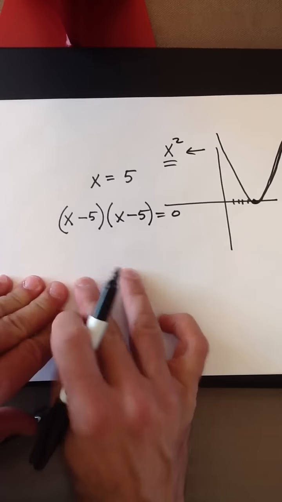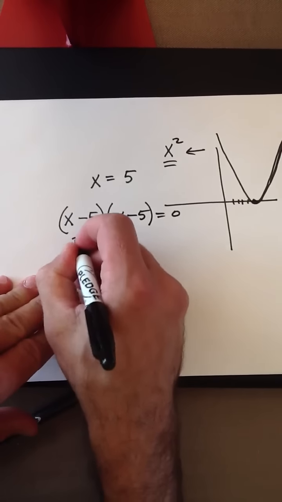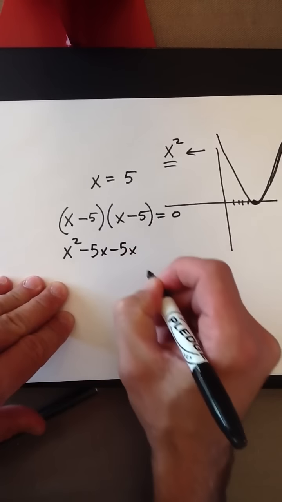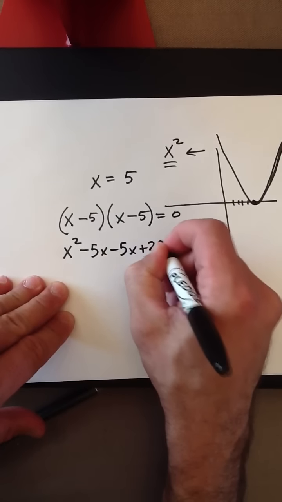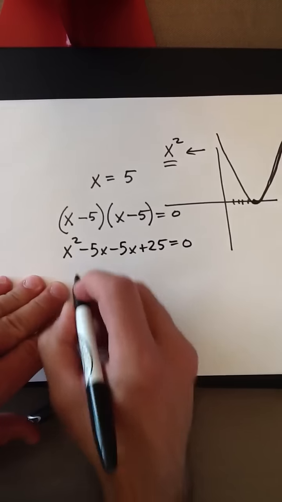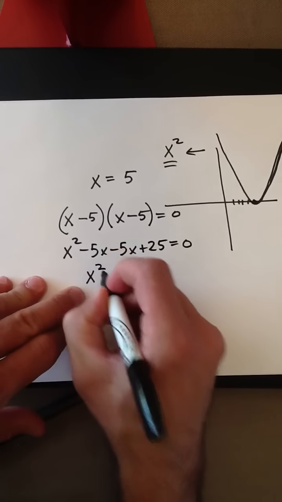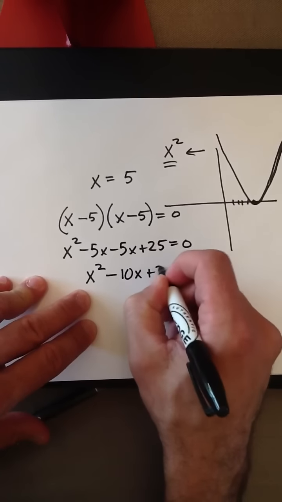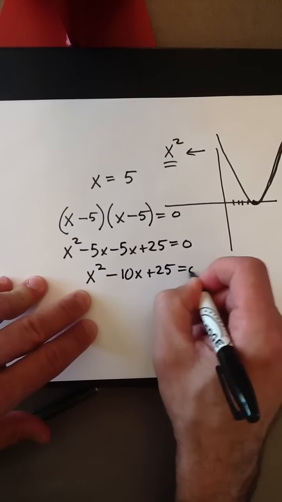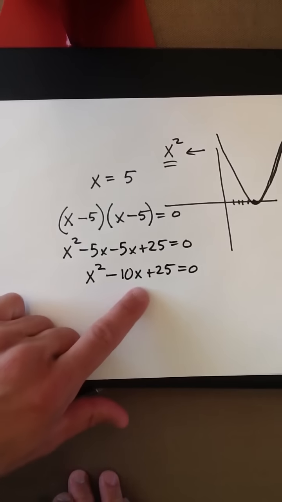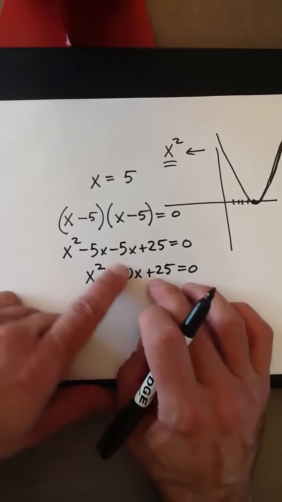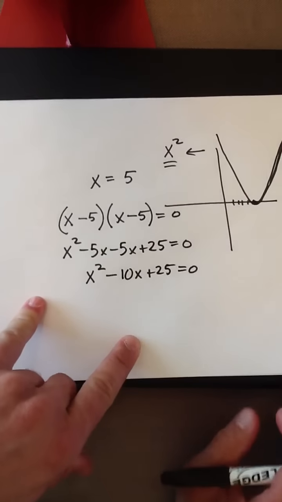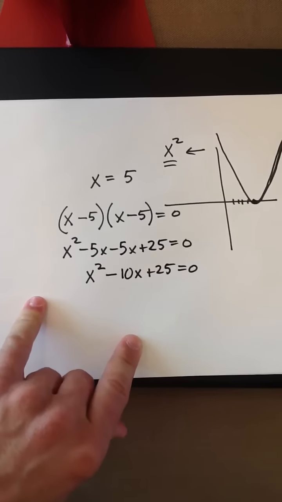So go ahead and FOIL this out, and you'll get x squared minus 5x minus 5x plus 25 is equal to 0. And the equation therefore becomes x squared minus 10x plus 25 is equal to 0. And again, if you were to work this backwards, clearly you would just find that, and there's the kind of parabola you'd produce. Okay? I hope that was helpful to you.